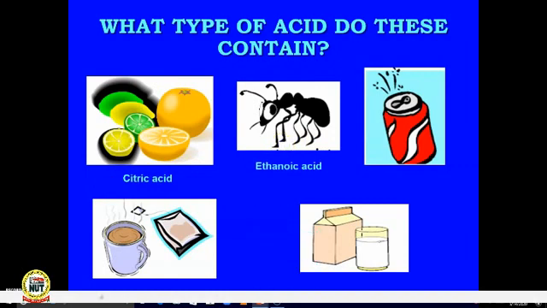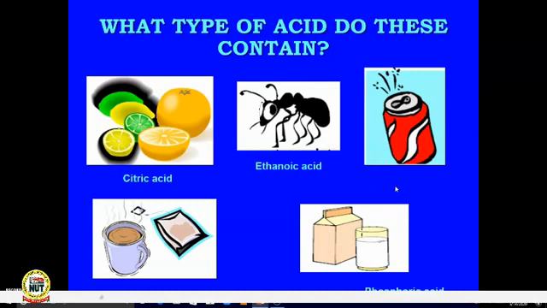Now you have this. This is an ant, that ant that stings you. An ant has ethanoic acid as its excreta. It excretes ethanoic acid as its only waste. And that is why the moment you are stung by an ant, you feel this irritating pain in your skin, because that is the effect of the ethanoic acid.